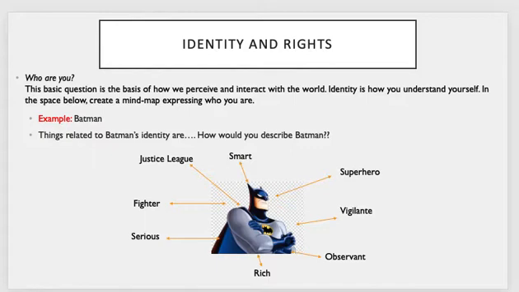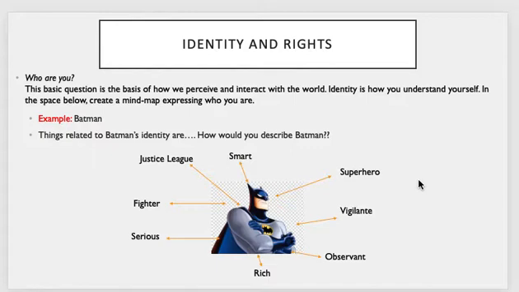Okay, so what we're going to do is work on these mind maps that express who people are. And this first one I did for Batman. For this mind map, in the middle we have a photo of Batman, and then surrounding him are different words that explain who Batman is as a person. How does he understand himself? How do others see him?